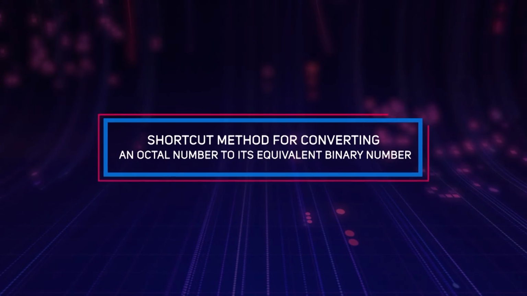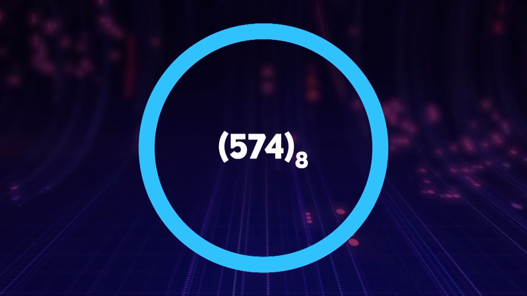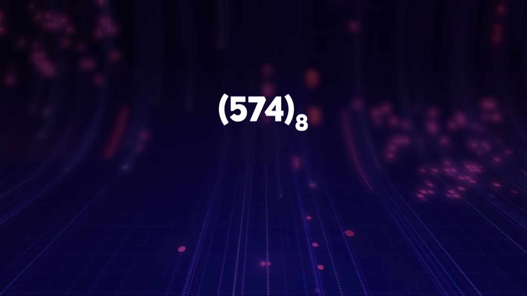The next is the reverse of this shortcut method, for converting an octal number to its equivalent binary number. The reverse process gives the answer. In the first step, convert each octal digit to its equivalent binary number with 3 bits. Then combine the binary groups. For example, find the binary equivalent of 574 to the base 8.